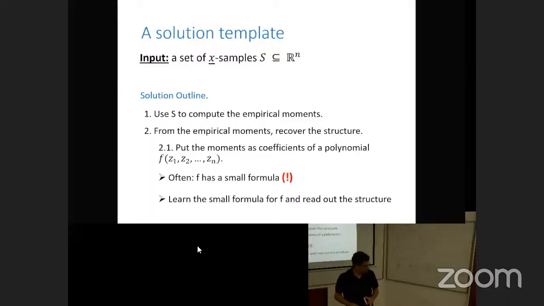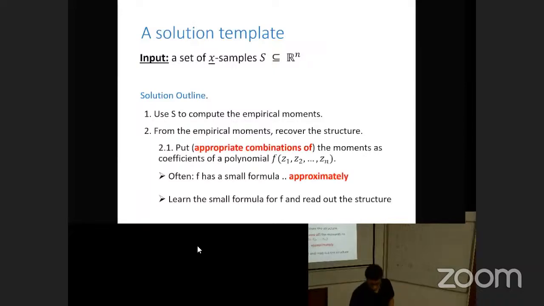So it will turn out in each of these applications, the parameters of the distribution come up as coefficients in the small formula. If you find a small formula for this thing, you can just read out the parameters from the formula. And I will give an example of that also in a moment. There's a small thing: we only know the true moments approximately, because the sample moments are not exactly the true moments, but I'll ignore that for now.